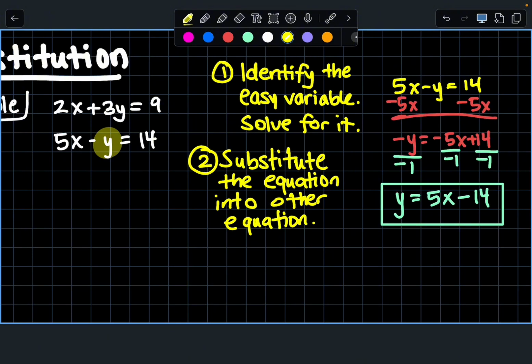The reason we're doing this is that when you have two variables, you can't solve for either one because there's too much unknown. You need it all in a single variable term. When we plug 5x minus 14 in here, you're only dealing with x's now, and that we can solve for. So we're going to plug 5x minus 14 into 2x plus 3y.